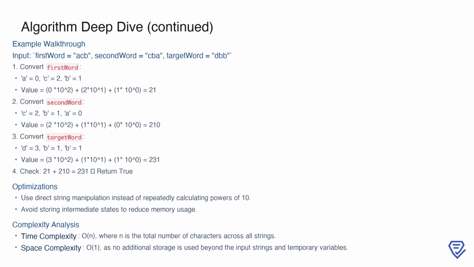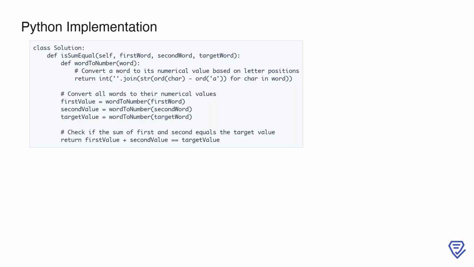and scalable. The solution defines a class Solution with a method isSumEqual that takes three string inputs, firstWord, secondWord, and targetWord. The goal is to check if the numerical sum of the first two words equals the numerical value of the target word. A helper function word2number is defined to convert each string into its numerical representation. This is achieved by converting each character in the string to its relative position in the alphabet, A equals 0, B equals 1, Z equals 25, and concatenating these digits to form a number.